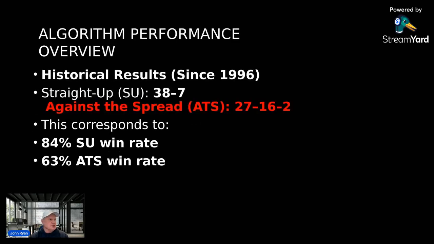So, algorithm performance overview. Let's take a look at this. This is pretty impressive. This goes back to 1996, straight up 38-7. So that's a pretty high probability right now that the Atlanta Hawks will win this game. But is there a correlation, or is this just random luck? Against the spread, it's 27-16 with a couple of pushes. These numbers look impressive, but numbers are not enough. The key question is, could this happen just by random chance?